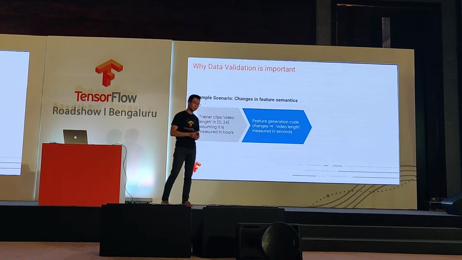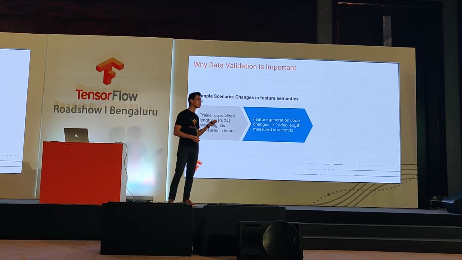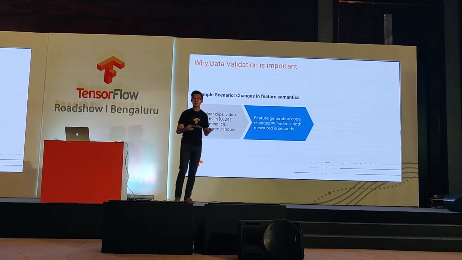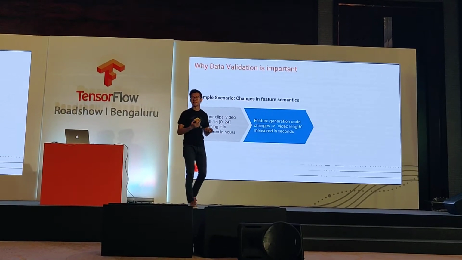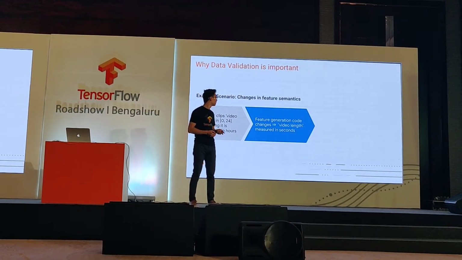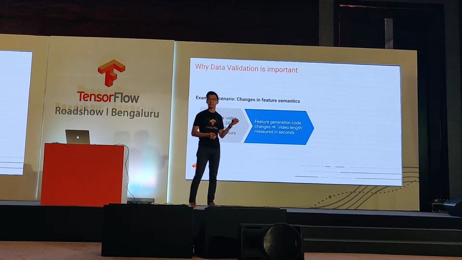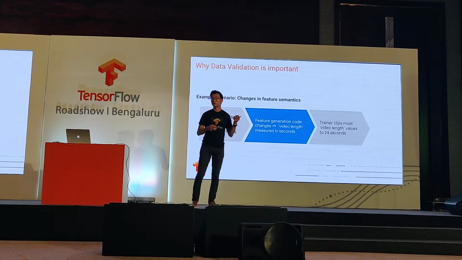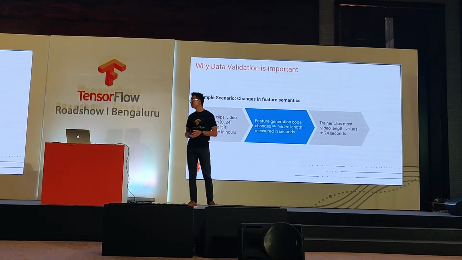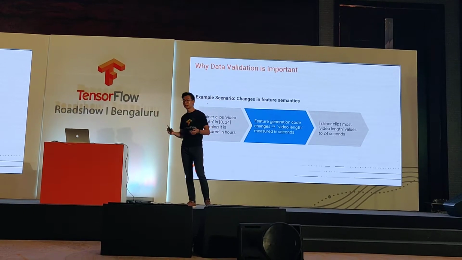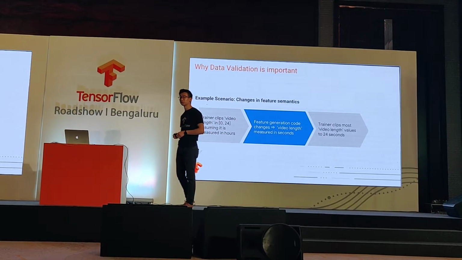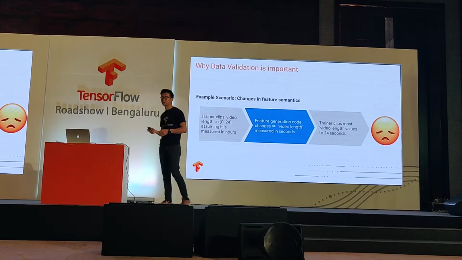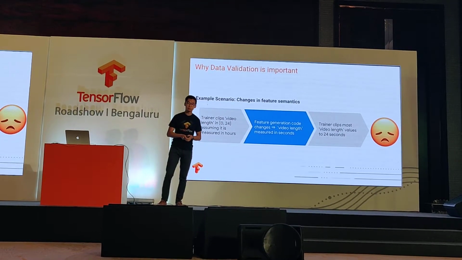However, a few weeks later, the feature generation code changes. And this might just be because some other team owns this code and they didn't bother to tell us that they changed it. And now this feature is measured in seconds. And all of a sudden, our model starts clipping those videos to 24 seconds. And now this feature is useless and it actively harms the quality of our model. And we end up with a very sad production team.